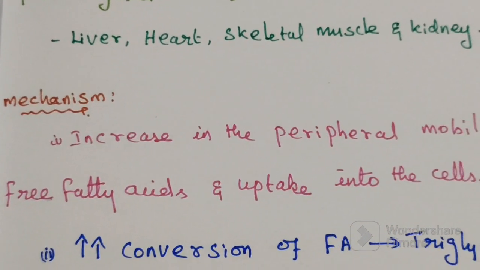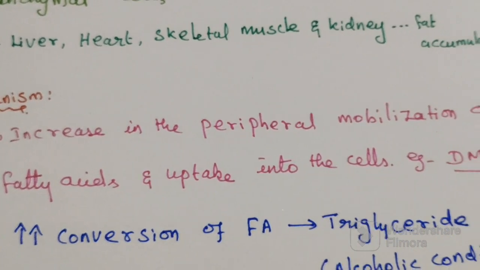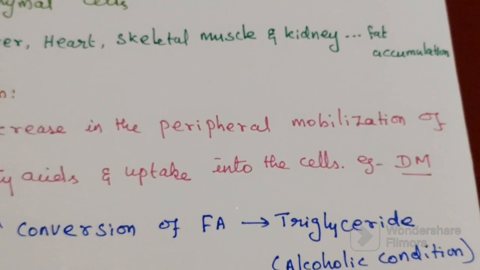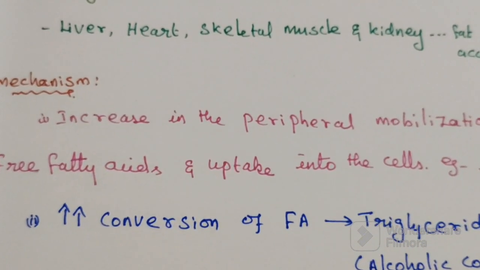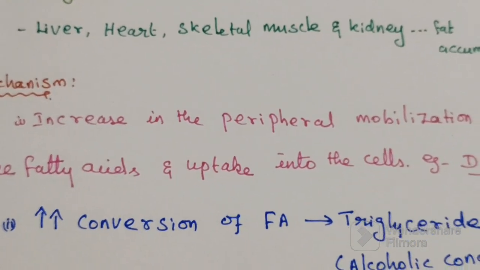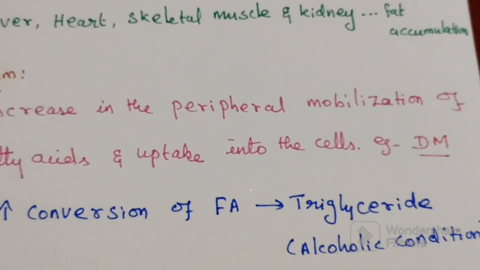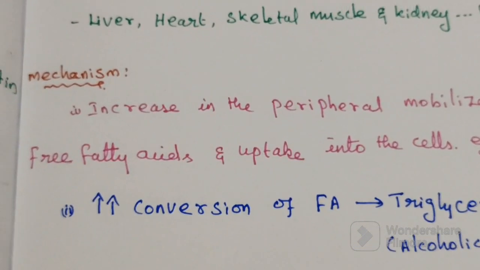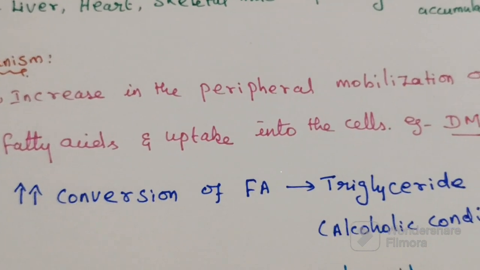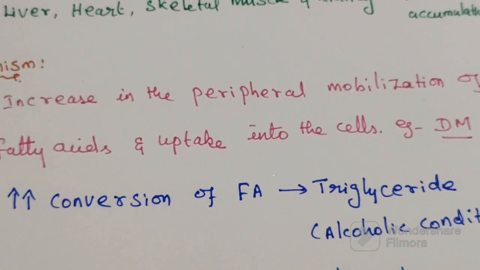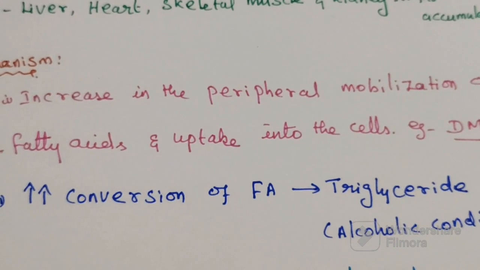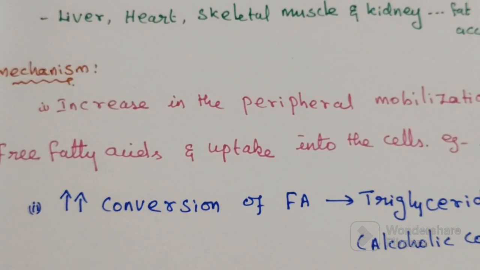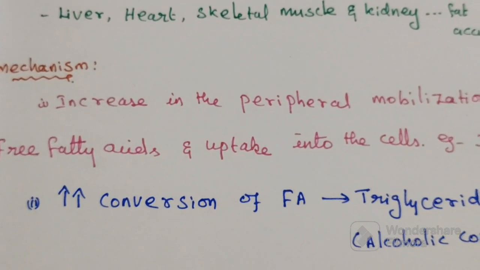Then what are the mechanisms? First, increased peripheral mobilization of free fatty acids and uptake into the cell. Example, diabetes mellitus causes fatty change. Second condition, due to alcoholic conditions, increased conversion of fatty acid into triglyceride. These are the reasons it causes fatty change.